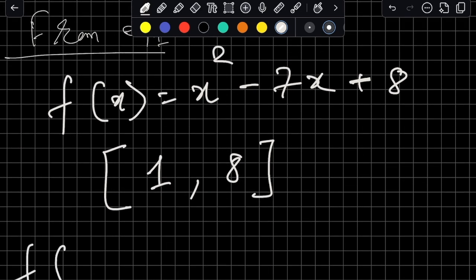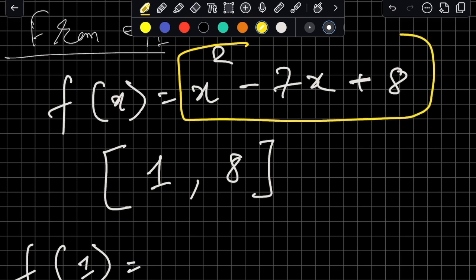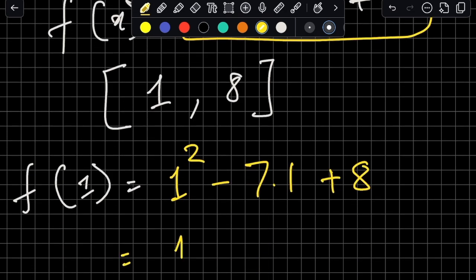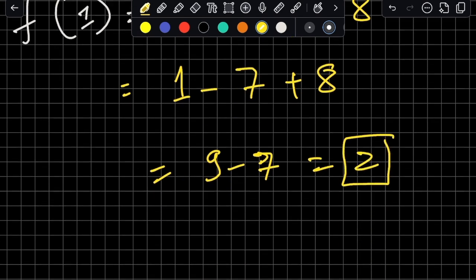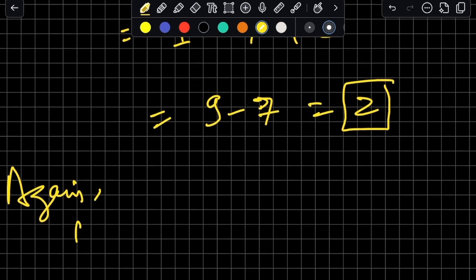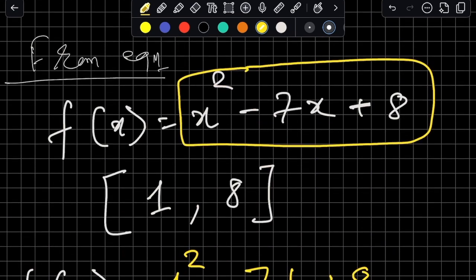First, we find the value of f of 1. So f of 1, for this equation, you simply replace the value of x by 1. So that's going to be 1 square minus 7 times 1 plus 8, which is 1 minus 7 plus 8, which is 9 minus 7, which is 2. So f of 1 came out as 2.